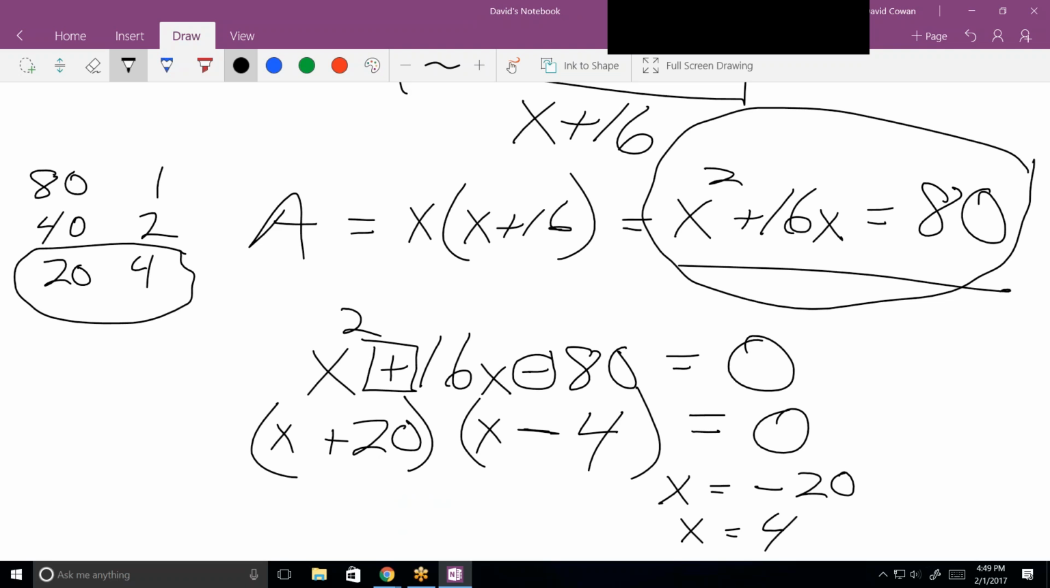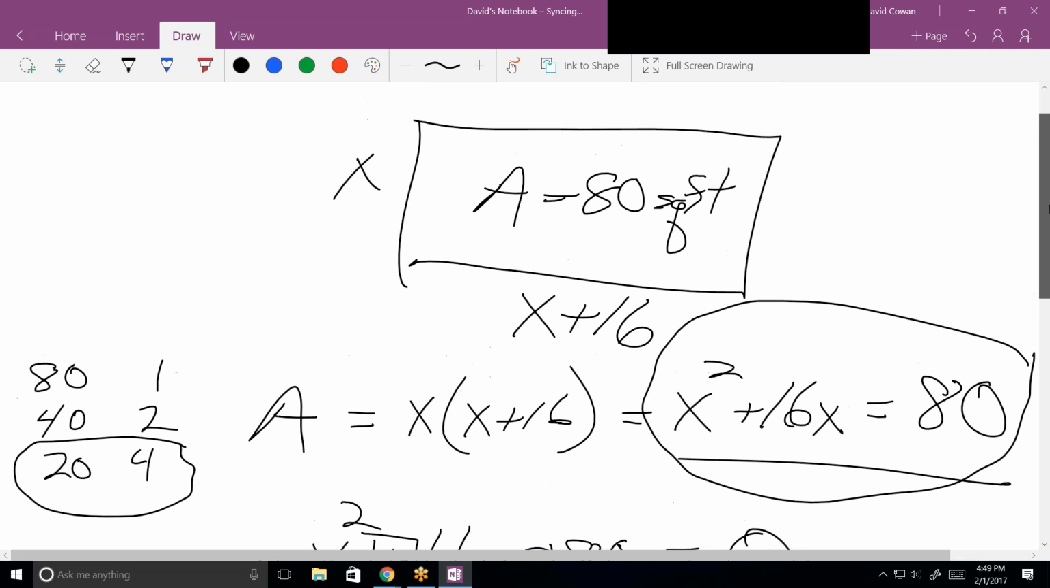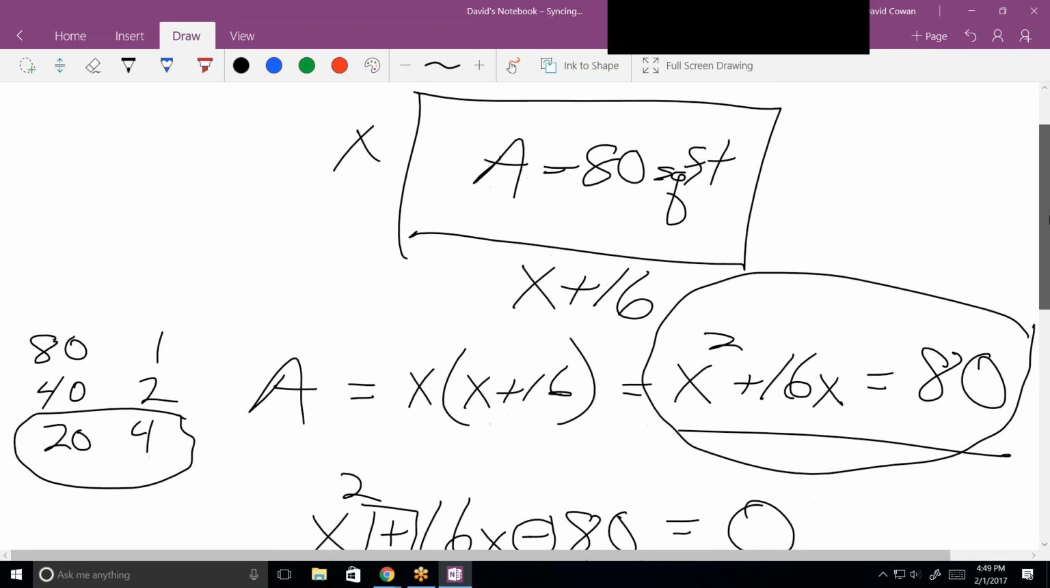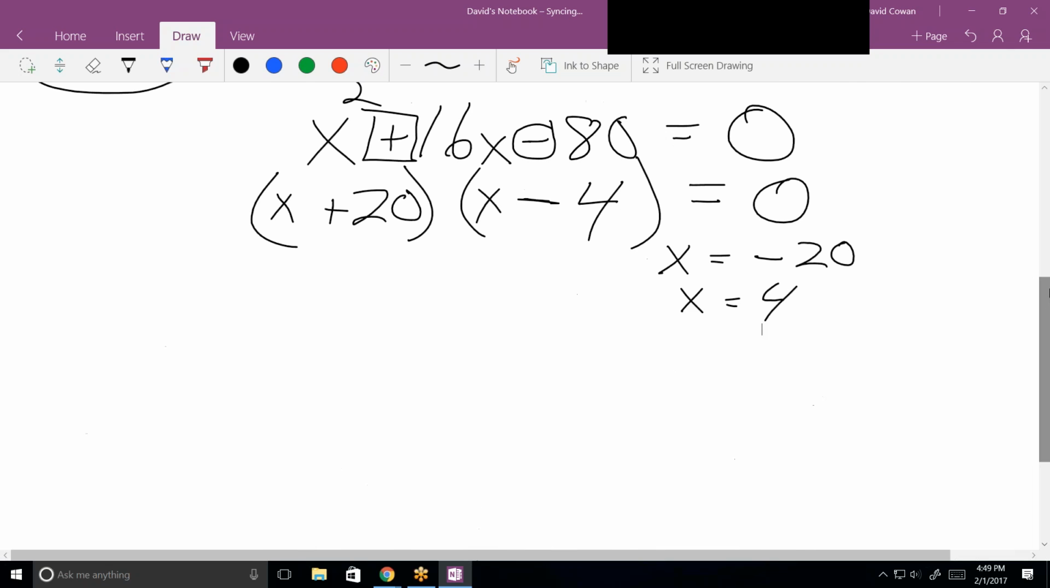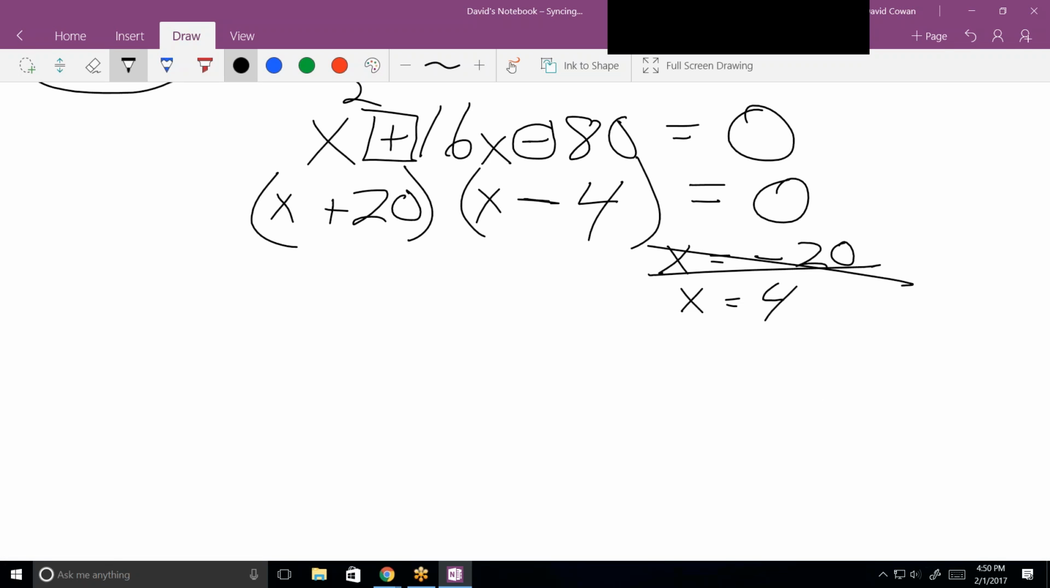In this problem, which is it? Can it be minus 20? No, you can't have negative dimensions. Because this is a real problem regarding a rectangle, the one thing we know for sure is that all sides of a rectangle have positive dimensions. It's impossible to have a negative dimension. It's like time. You can't have negative time. So, since I know that x has to be positive, this is an extraneous solution, the minus 20. I throw it out.